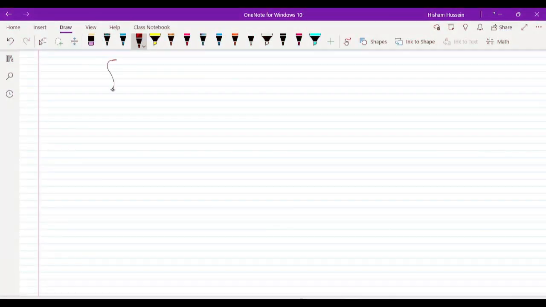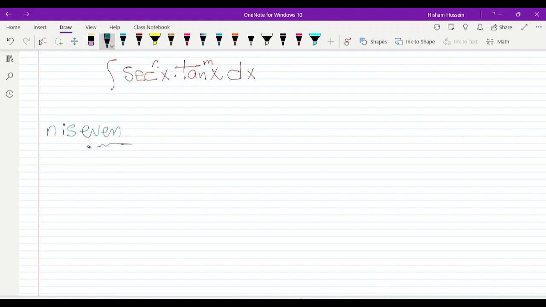Regarding the other type of integrals, the integration of sec to the power n x multiplied by tan to the power m x dx, we have three cases too. The first case: if n is even, where n here is the power of sec, we let z here equal tan x. So dz in this case is sec squared x dx.